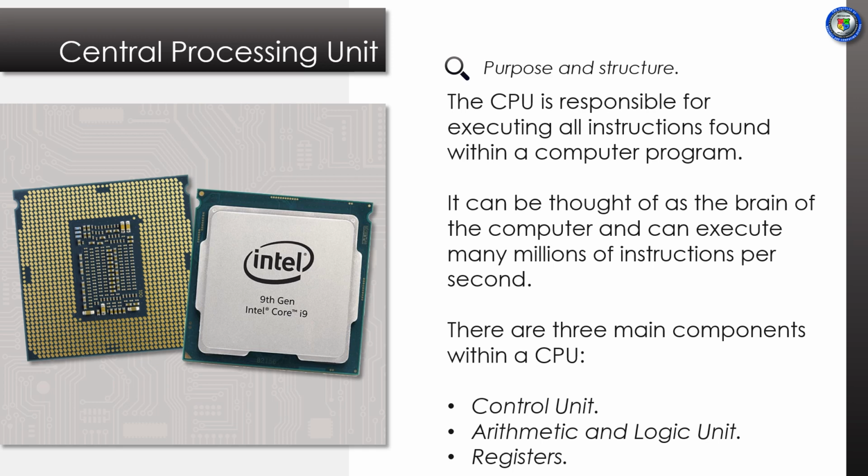Firstly, let's talk about the central processing unit. Let's look at its purpose and its structure. The central processing unit, sometimes referred to as the CPU, is responsible for all the executing of instructions found within a computer program. It can be thought of as the brains of the computer, and it can execute many millions of instructions per second. There are three main components within the CPU: the control unit, the arithmetic and logic unit, and the registers.